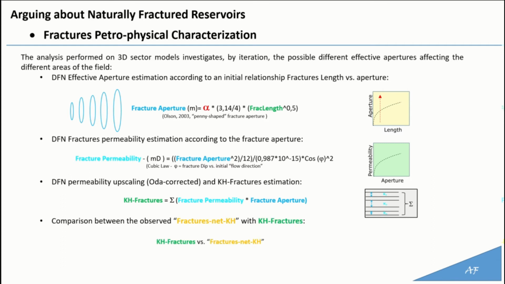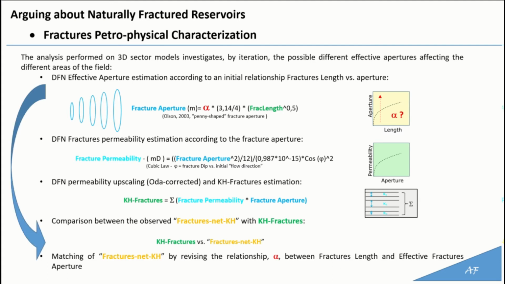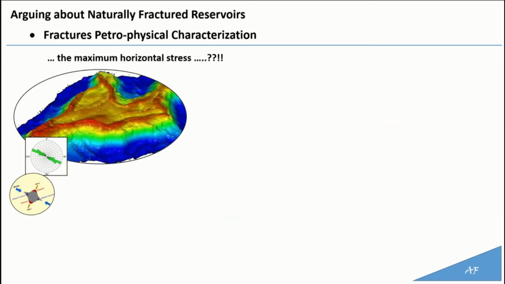A comparison between the initial estimated fracture net KH, that represents our target, and the KH fractures coming from the upscaling of the fracture permeability is performed. A final match of the fracture net KH is achieved by revising the initial relationship between fracture length and effective fracture aperture, tuning the penny-shaped correlation, that means tuning alpha.